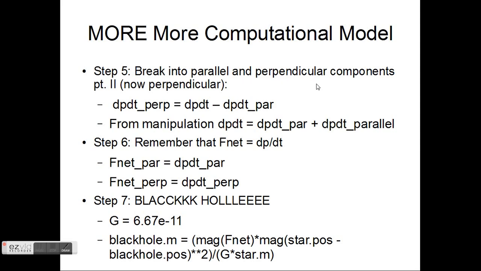Step 5 is to break into the perpendicular component, which we can simply get from subtracting dp/dt parallel from dp/dt. Step 6 is to remember that Fnet equals dp/dt, and the corresponding parallel and perpendicular components of Fnet are equal to the corresponding components in dp/dt. The final step is to actually calculate the black hole mass each time. Here's how it would be represented in the code.